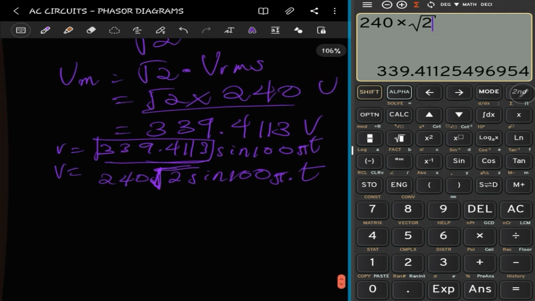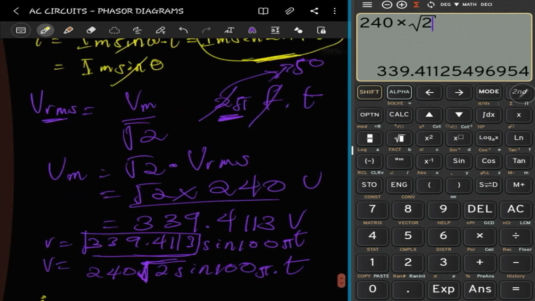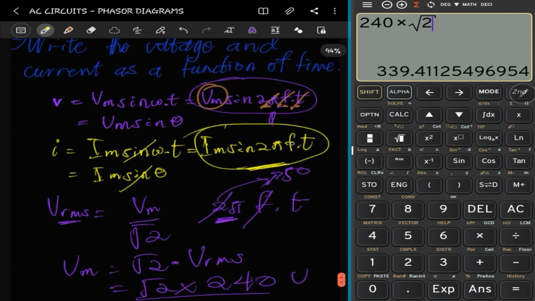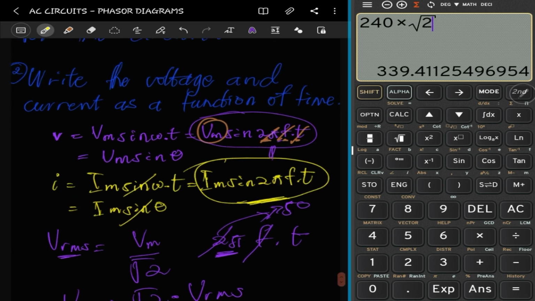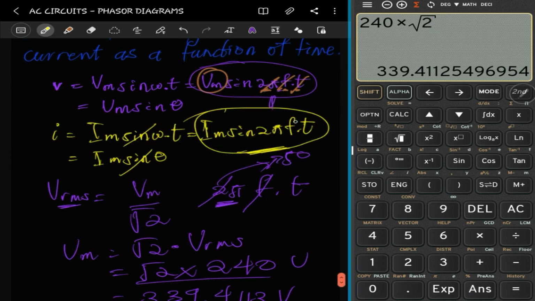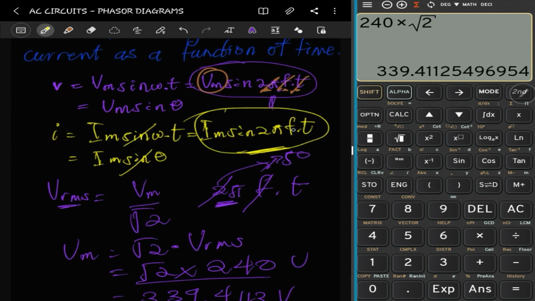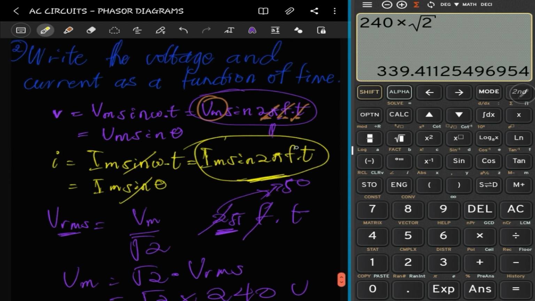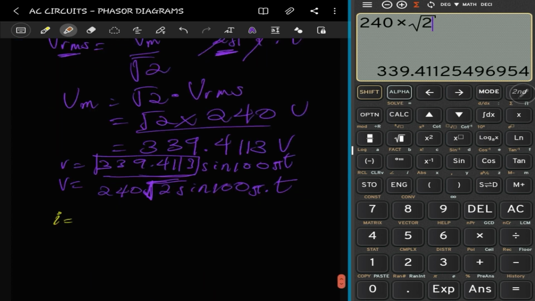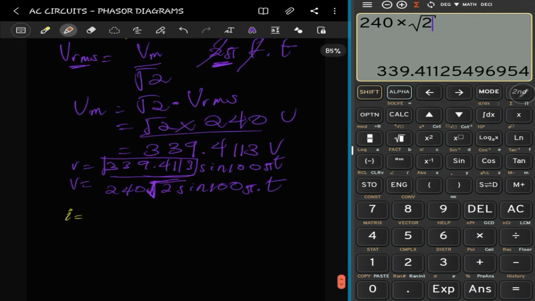So now we go to the current. Let's see. So now we have everything. Do we have everything? The frequency is the same, because it's coming from the same source. So we have the frequency. 2 and pi are constant. This is not changing. The only thing we need is the Im. So now let's get to that first.